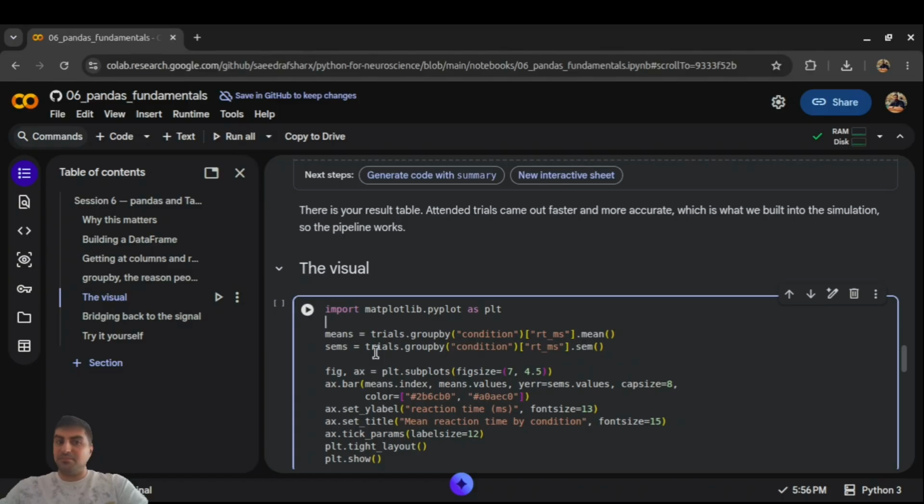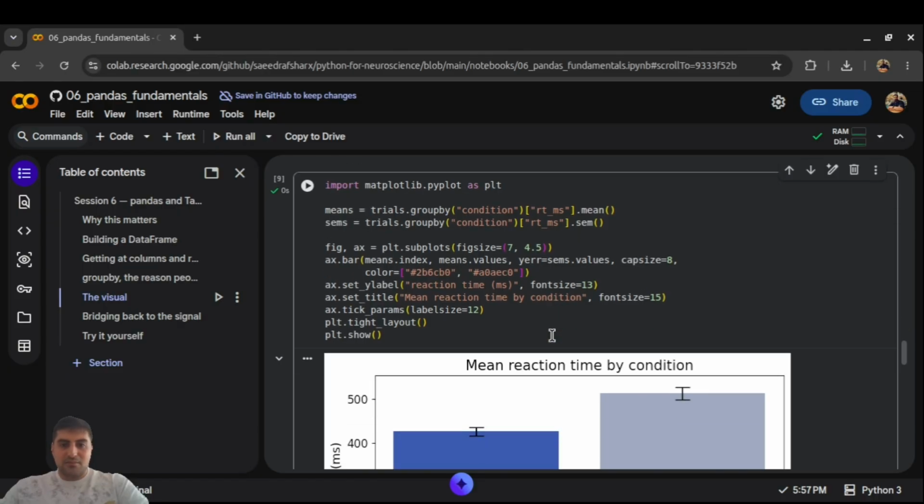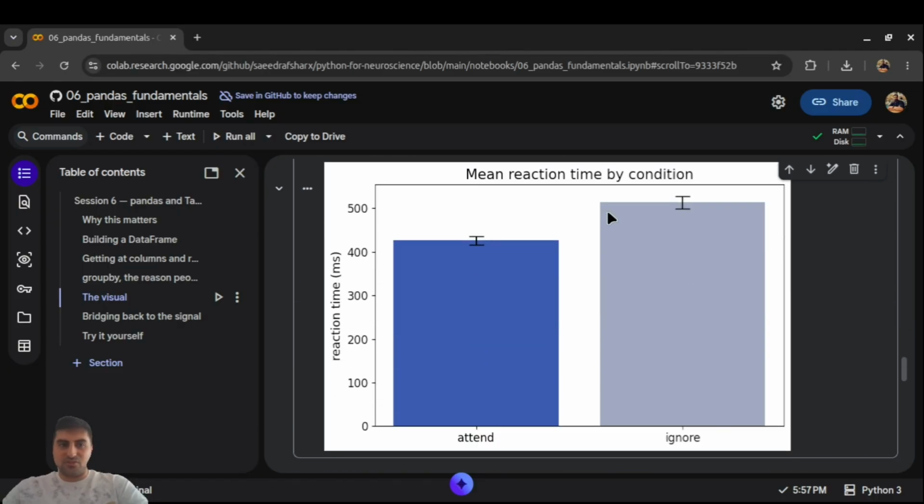Okay, the favorite part of mine, the visualizations. Let's first run it and see what happens. Okay, these are the same numbers just drawn. Bars are the group means, attended and ignored. The whiskers, these jiggly things, are the standard error. Do not skip the second part.